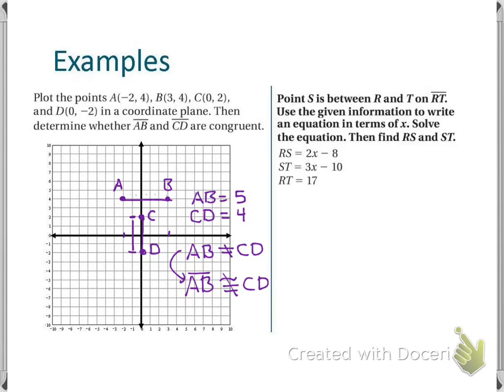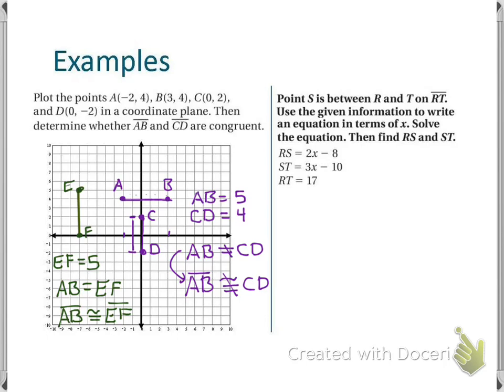Now, let's change the script here. Let's say I took this segment now, and let's call it EF. If I look at EF, it has a length of 5 units. Now, that means that AB is equal to EF because they're both 5. Which means that the segment AB is congruent to the segment EF. Because they have the same length, we know they're exactly the same.